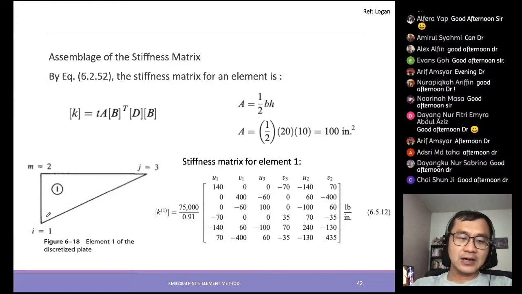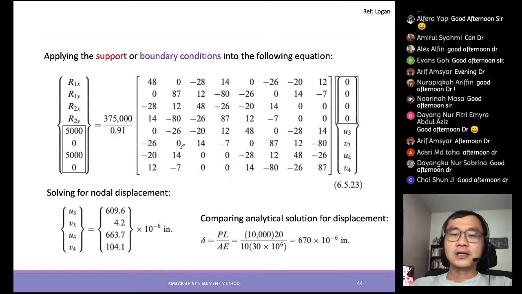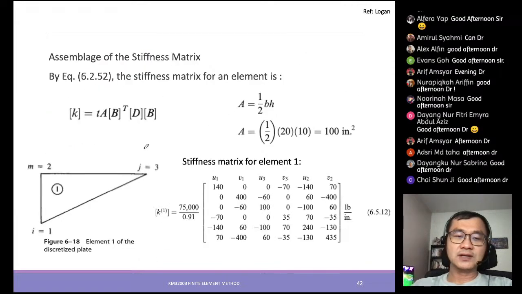Since the nodes are not numbered 1, 2, 3 and 4 consecutively, therefore u1, u2, u4 and u3 and so on, right? So do the direct stiffness method. Combine them according to the nodes. Then based on that, apply the proper equations and boundary conditions at the support, right? So here we have the support, the reaction force at the support, as well as the boundary conditions given at the end, right?